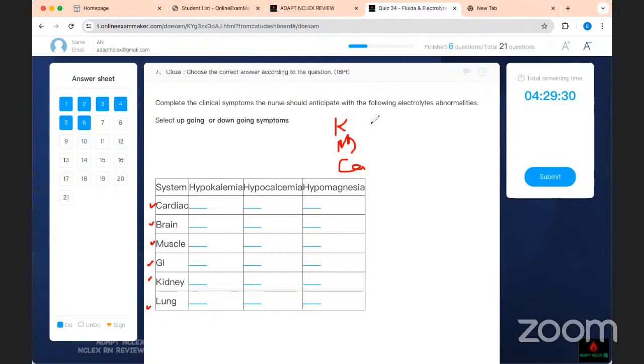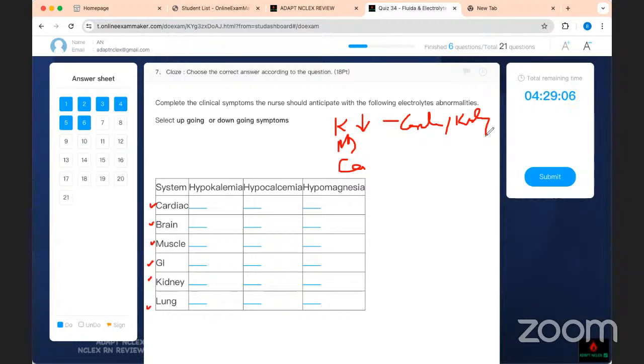If your potassium is low, okay, potassium is going to follow the direction of the system. The system is going to go the direction of the electrolyte, except what? Your heart, which is cardiac, and your kidney. That's all. I've given you the answer.